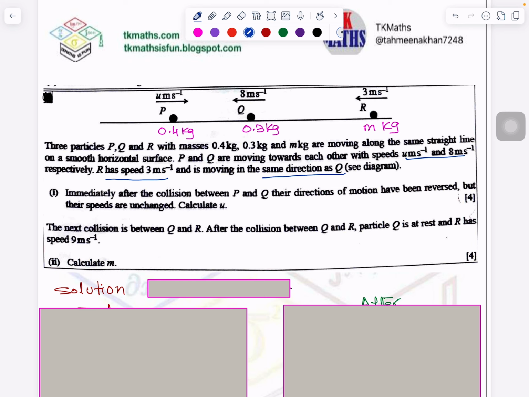Now, what is happening in the first part? Immediately after the collision between P and Q. So the first information is about the collision between these two, so we will consider only this part of the question first. Their directions of motion have been reversed after the collision, so Q will go here and P will go here, but their speeds are unchanged. So speeds will remain the same, and we have to find the value of u, which is the speed of P.